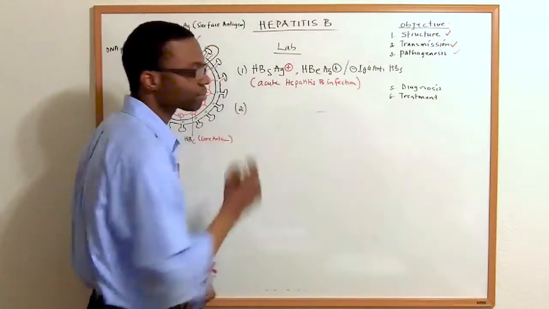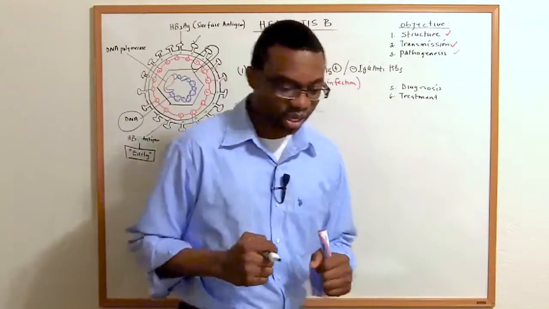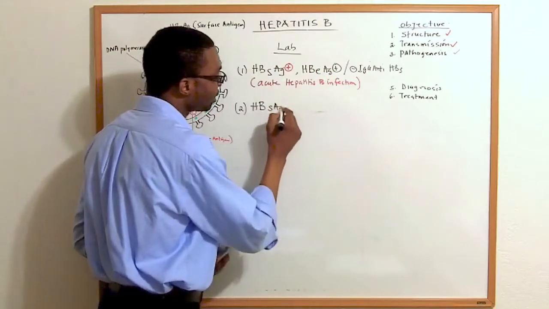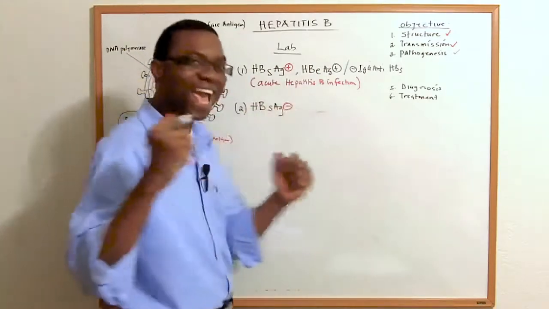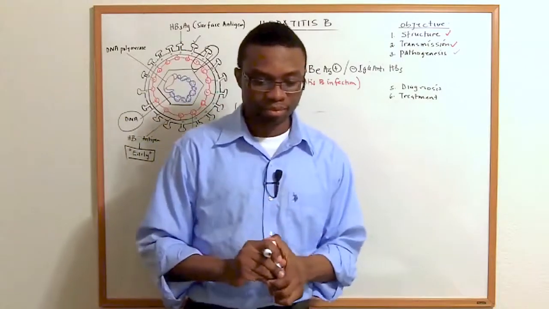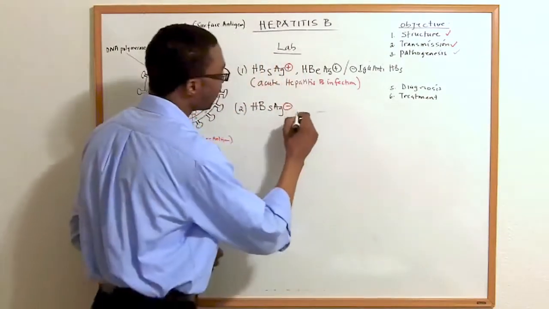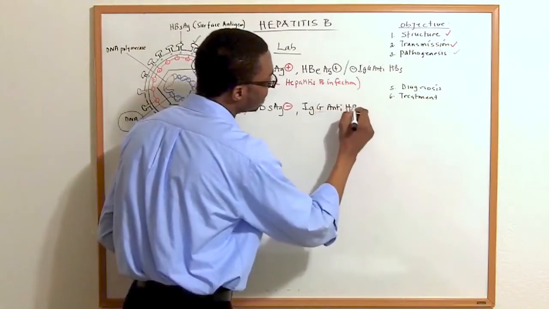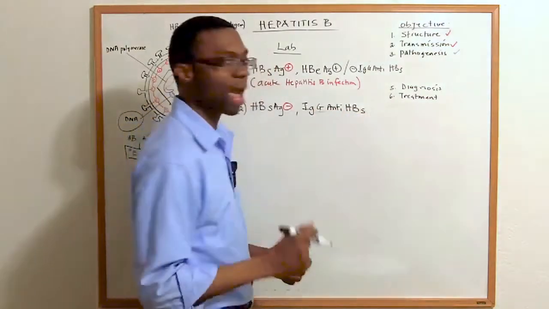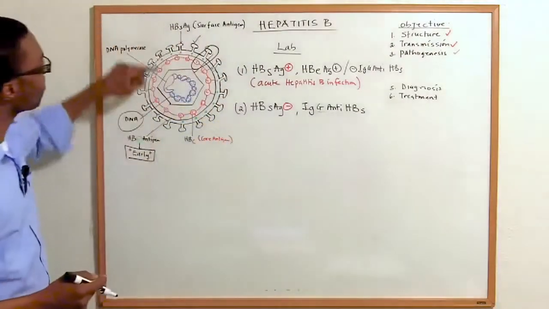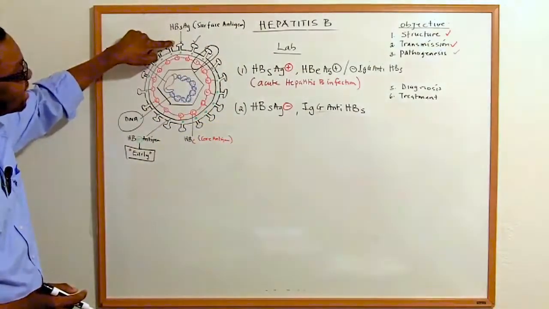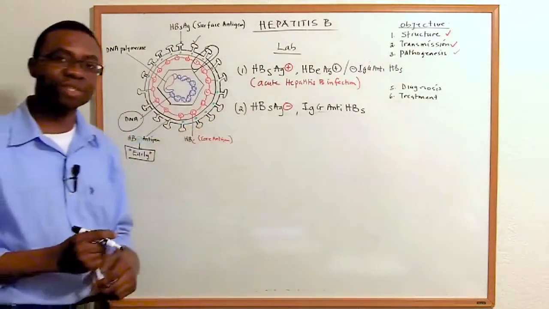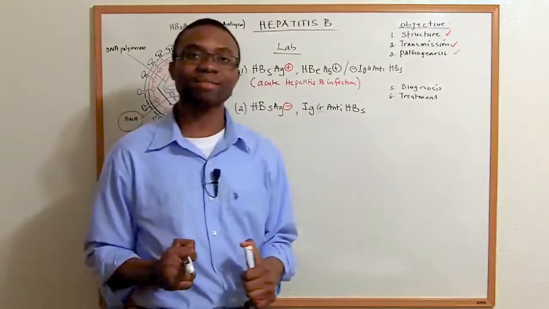We order another lab, and this is what it comes back to. The patient has hepatitis B surface antigen, comes back negative. However, they have an IgG anti-hepatitis B surface antibody. How can you make an antibody against an antigen and you have a negative surface antigen? How can you do that?